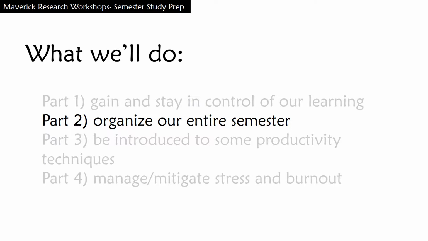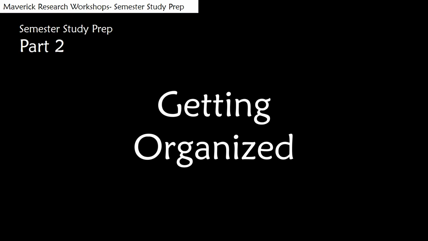So in the last video, part 1, we talked a little bit, just an analogy of trying to stay in control. Because once you start getting out of control, things can kind of go downhill pretty quickly. So in part 2, we're going to actually organize our entire semester. So I'm going to show you how to do that. So let's get organized.